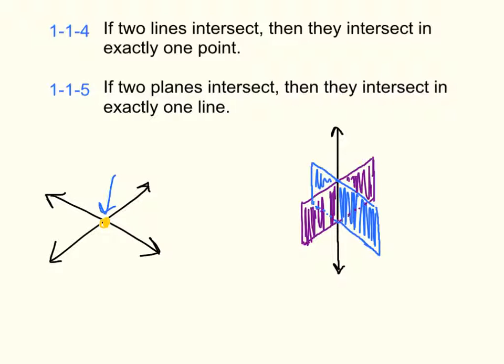Those planes, now remember, the planes go on forever. So they're going to constantly go on forever. They don't just stop where they're looking at in this picture. They're going to meet on a line. So this line right here, that line is the intersection of the two planes. And that's what postulate 115 says, that if we have two planes that intersect, then they're going to intersect at exactly one line.